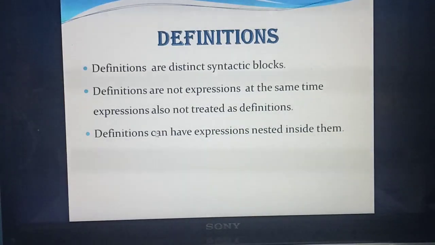Okay, so what do you mean by definition? It is a syntactic block. So we can say all definitions are not expressions. Likewise, all expressions are also not definitions. You can also define definitions one inside another. Understood? Okay.